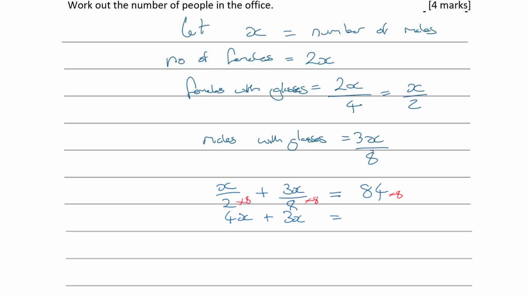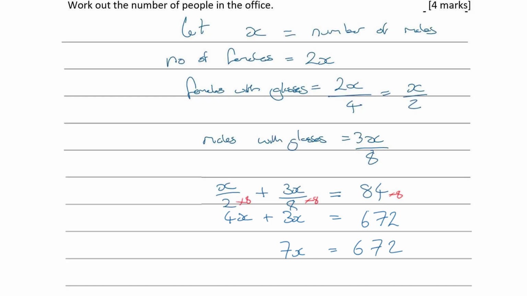That's the bit I didn't want to do. So 8 8s are 64, so 80 times 8 is 640. 4 8s are 32, so 640 and 32 makes 672. So 4x plus 3x is 7x is equal to 672.